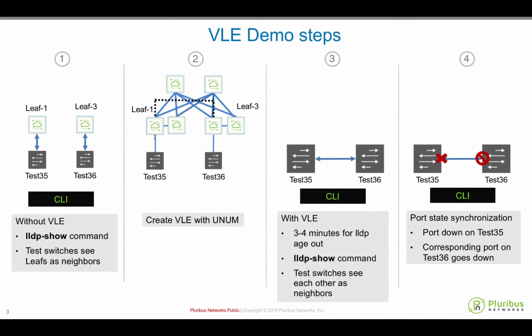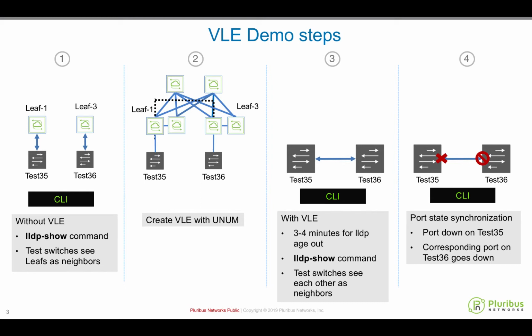This demo is broken into 4 steps. First, before creating the VLE, we'll use the CLI to run the link layer discovery protocol command LLDP show on the test switches. Now, if you're not familiar with LLDP, it's simply an IEEE standard that allows network devices to share information about their neighbors. Once we've run the command, we'll see that each test switch is connected to its respective neighboring leaf. Specifically, test 35 will see leaf 1, and test 36 will see leaf 3.